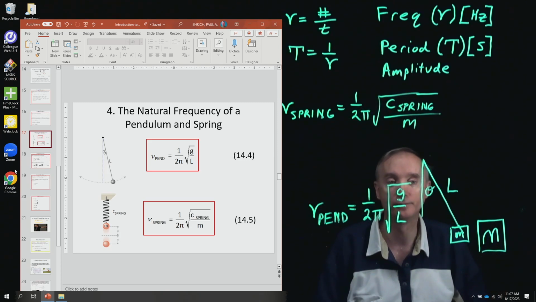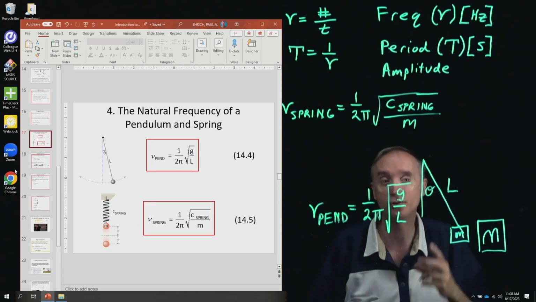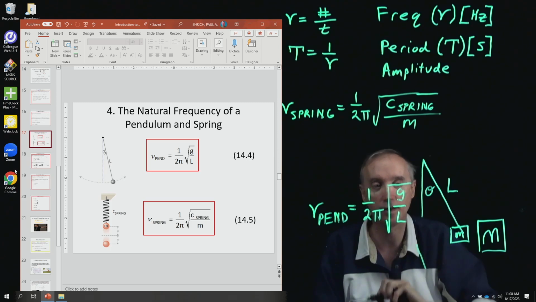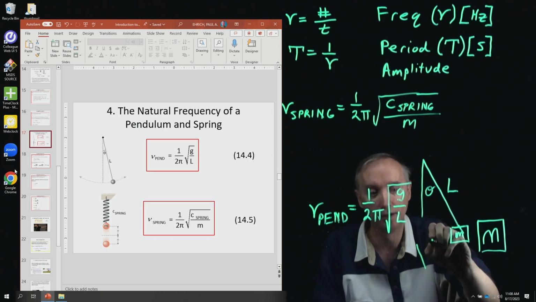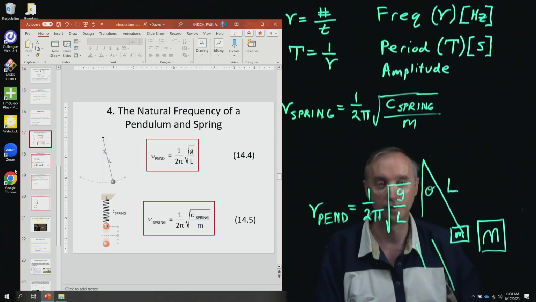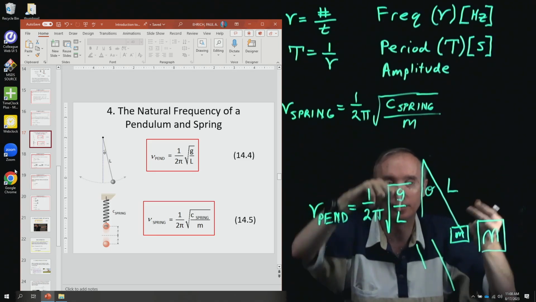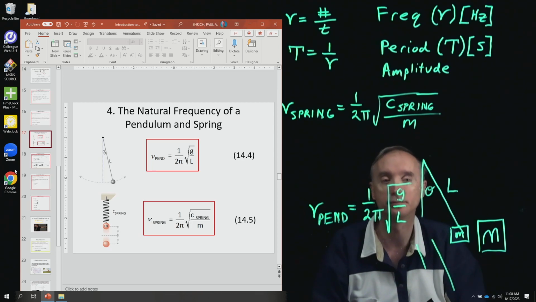All right, try this one. Now you've got two pendulums. You've got a pendulum that has a length like this, and another pendulum that has a length like that. You're going to pull them out and let them go. What's going to happen?